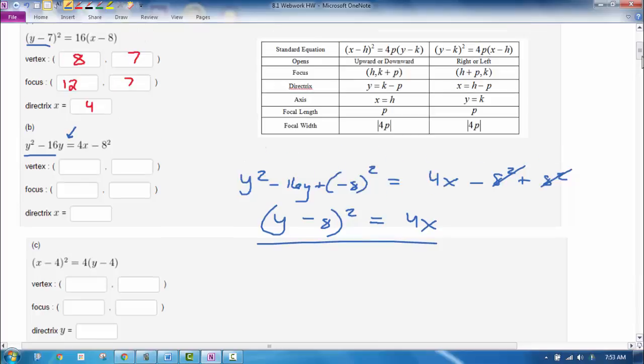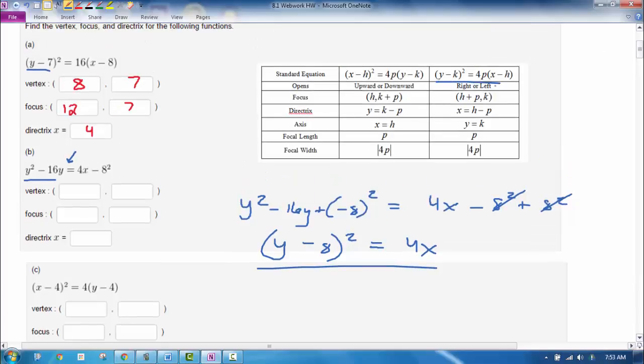Now I can use these formulas up here and compare. I'm on the right side again, opens right or left. I'm not subtracting or adding anything to x, so my h is 0 and my k is 8. You can write this right above if you want: y minus 8 squared equals 4x. If you want to write even x minus 0 there, you can see that h is 0 and k is 8. And then the focus is h plus p comma k. So my h is 0, and my p is then, if you compare 4p, p must be 1.